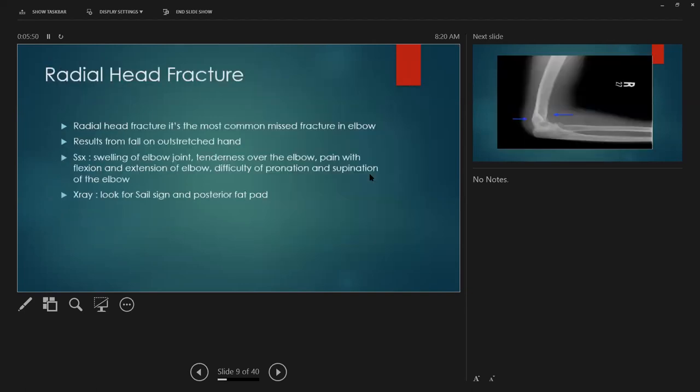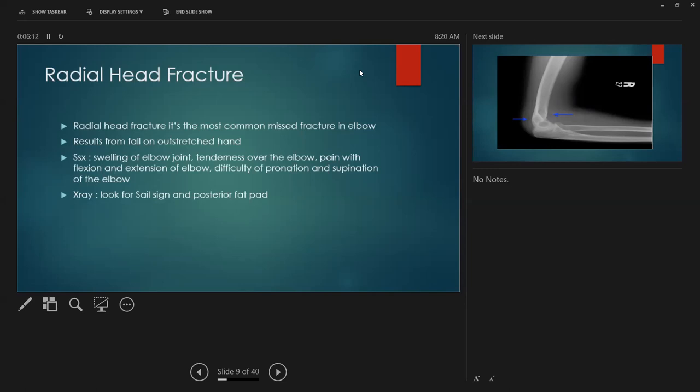Next, we're going to move on to radial head fracture. Radial head fracture is one of the most commonly missed fractures in the elbow, and results from a fall onto an outstretched hand. So patients will develop symptoms like swelling of the elbow joint, tenderness over the elbow, pain with flexion and extension of the elbow, and difficulty with pronation and supination of the elbow.